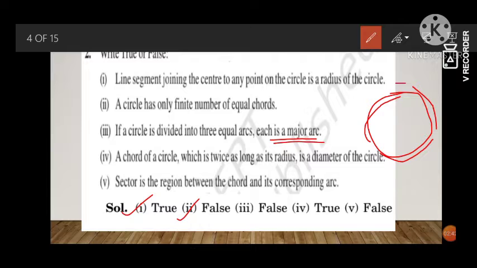Next subpart. A chord of a circle which is twice as long as its radius is the diameter of the circle. So this is a true statement, as this is the definition of diameter.